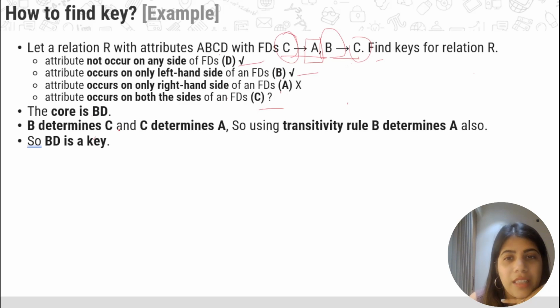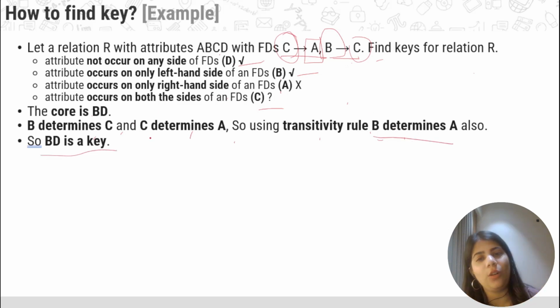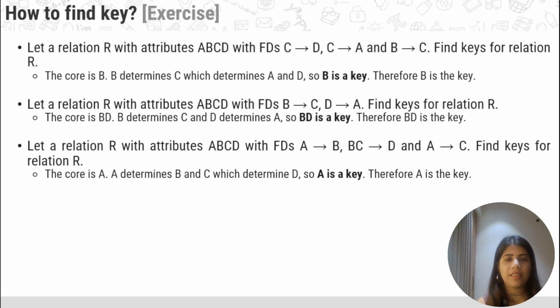So B determines C and C determines A. Using the transitivity rule, B can determine A also. So BD is the key over here. As these two attributes are the correct ones, these are our keys. Let's understand with the next example.